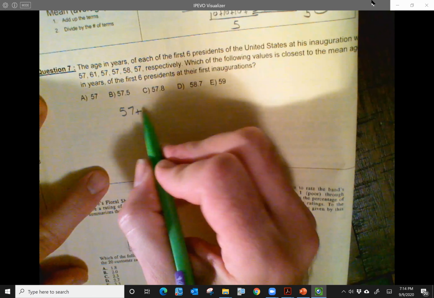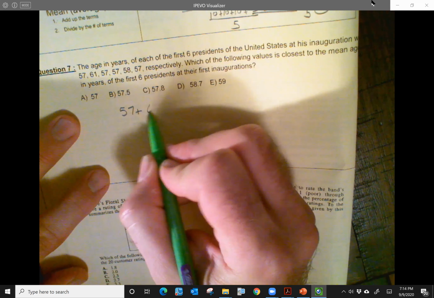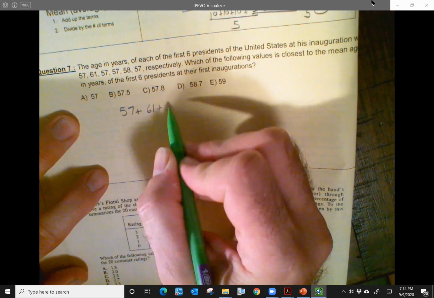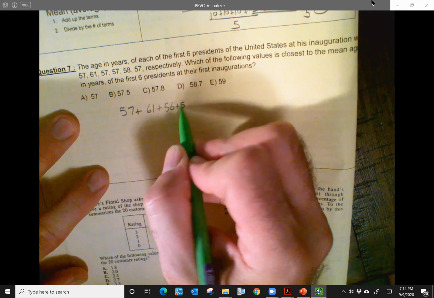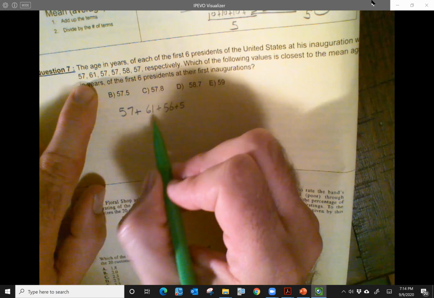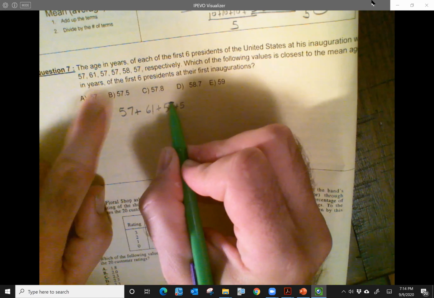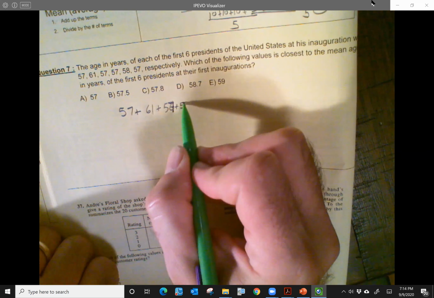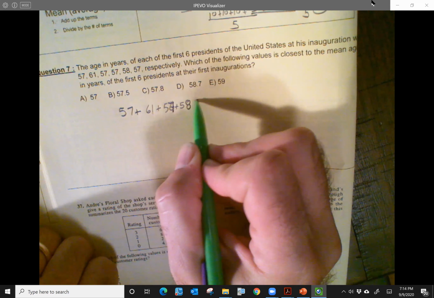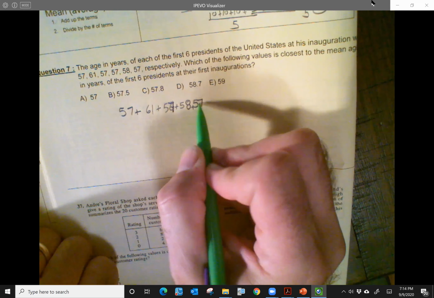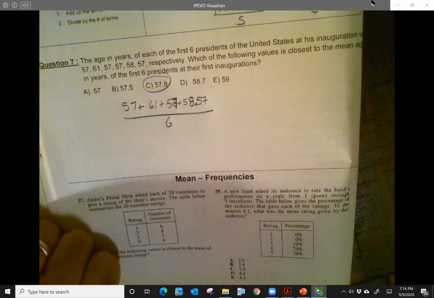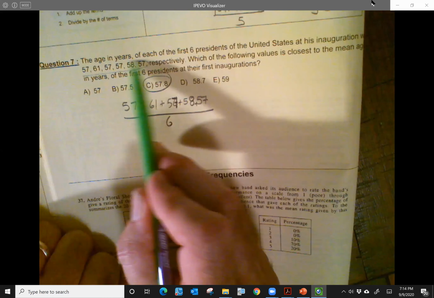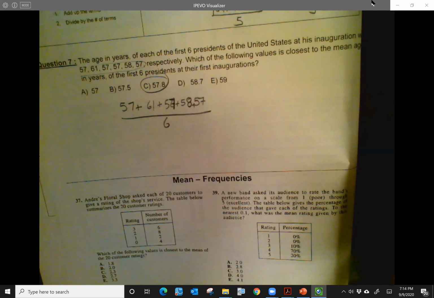So to find the mean, I think I'm just going to add up all these ages of the presidents. I looked this up, and these are actual ages of presidents. 57, 61, 57, 58, and 57. We'll divide by 6, and we wind up with letter C, 57.8. So adding them up and dividing by the total. That's a pretty straightforward kind of question.